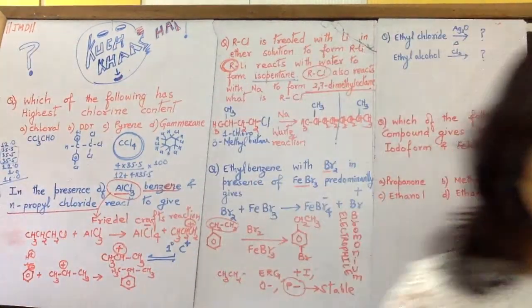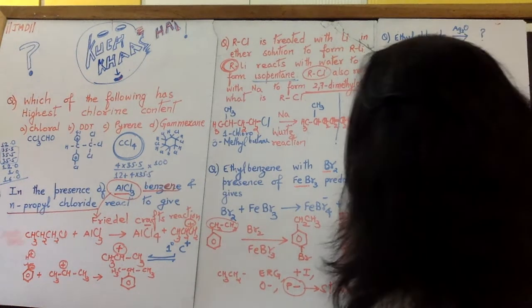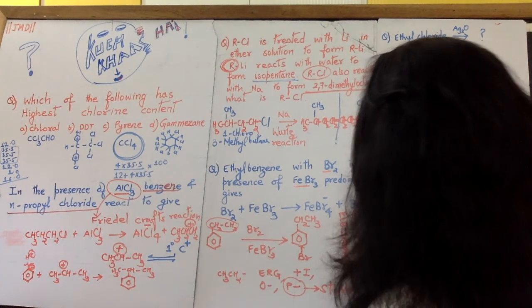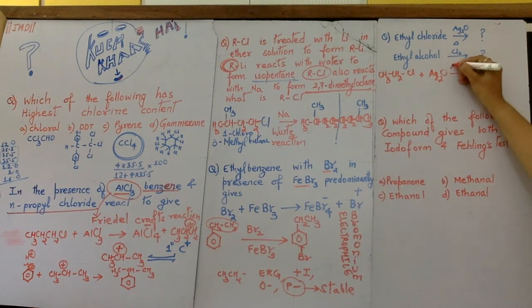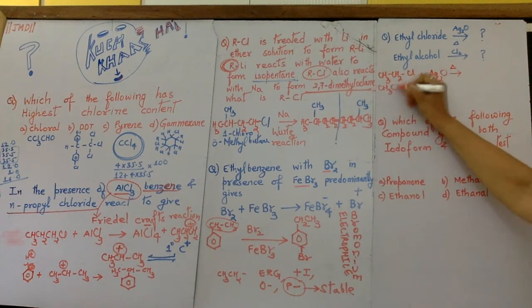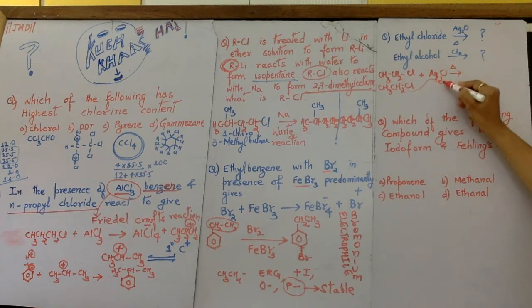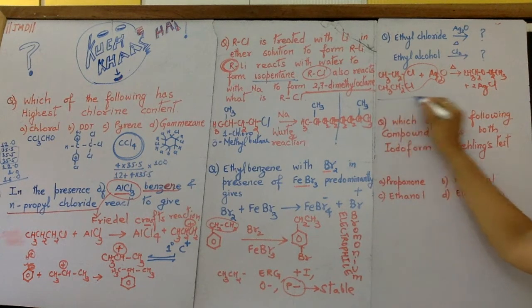Okay, now we come to the next question, and that's ethyl chloride with Ag2O. Okay, very simple. When I take ethyl chloride and I treat it with Ag2O, and this is dry condition heat है, तो ये दो molecule use होगा, CH3CH2Cl and ये गया AgCl. So you'll be getting diethyl ether plus 2 AgCl.